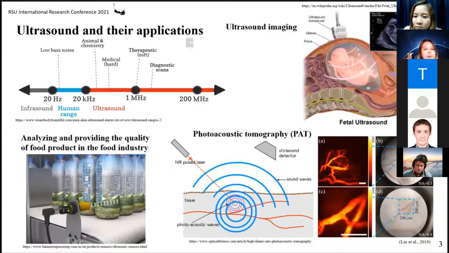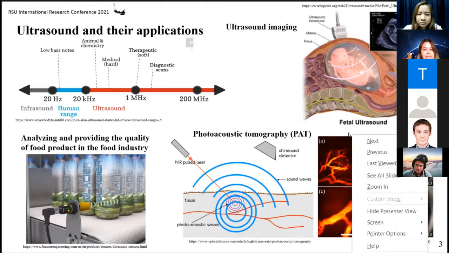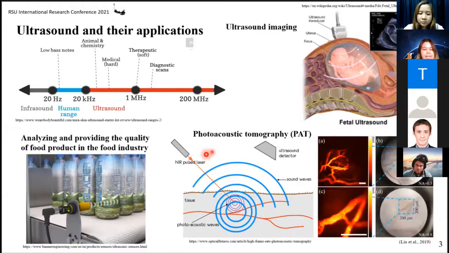Ultrasound is a sound wave with a frequency more than 20 kHz. Ultrasound has been utilized in many applications, such as analyzing the quality of food products in the food industry. For example, in medicine, ultrasound is used to generate an image of the tissue or organ in our body. And in photoacoustic tomography, ultrasound is used to generate an image of a very small sample, for example, the blood vessel. This technique requires high sensitivity in ultrasound detection because of the low pressure produced in this technique.